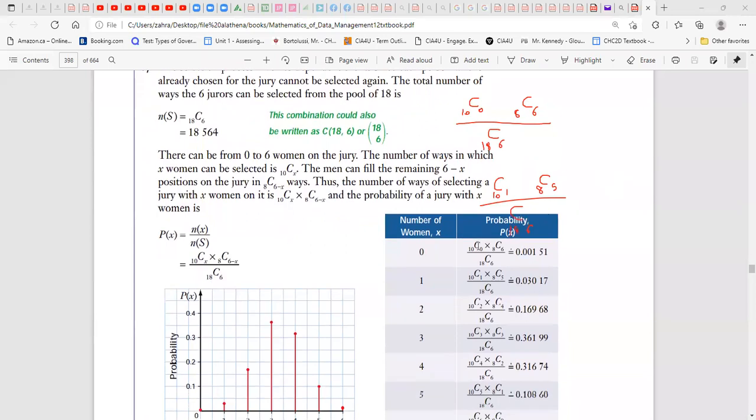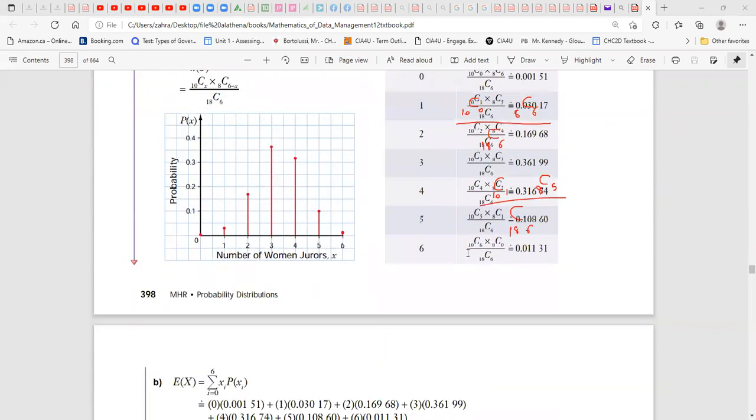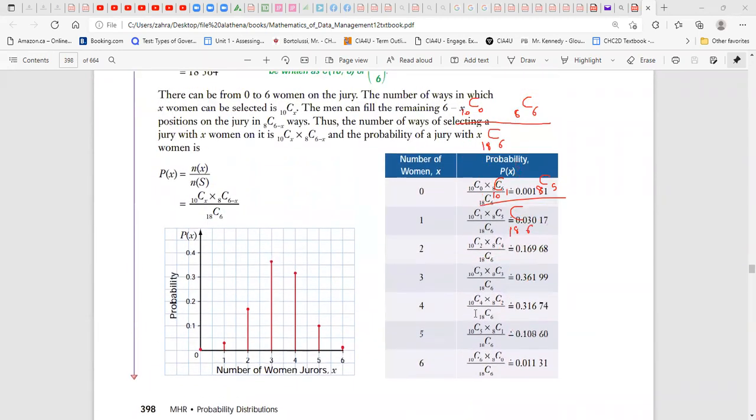You see in this table here for 0 women, here for 1 woman, 2, 3, and 4, and here is when all 6 jurors are women. Now your variable is going to be 0, 1, 2, 3: 0 women, 1 woman, 2 women, 3, and so on. The random variable is here. Then you can draw the probability distribution. These are your random variable values, and here is the height of each one. Each of these lines gives you the probability.